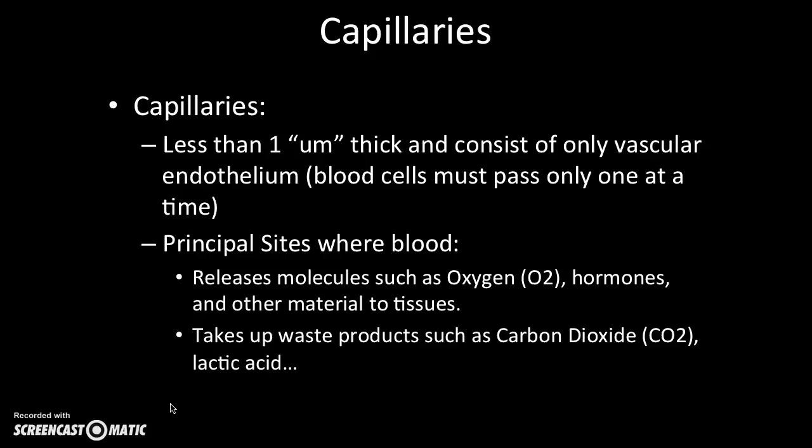These blood vessels are found near every tissue cell, such as the brain and muscle cells. Their numbers, however, are so incredibly high, it is almost uncountable. Capillaries are the principal site where blood releases oxygen, nutrient molecules, hormones, and other materials. They are also responsible for the uptake of waste products from tissues, such as carbon dioxide.